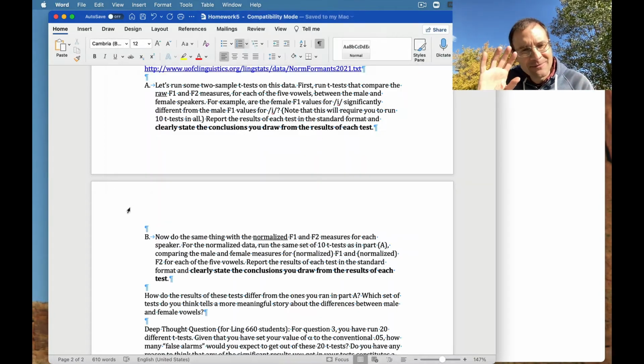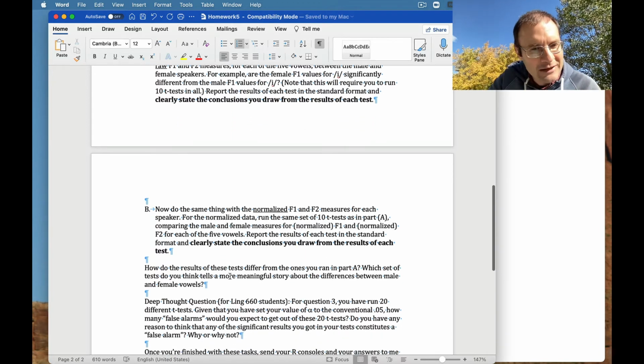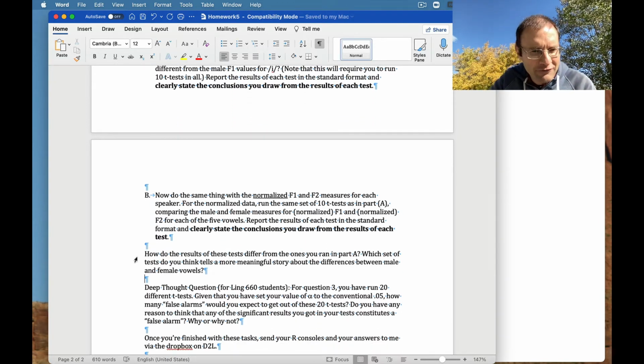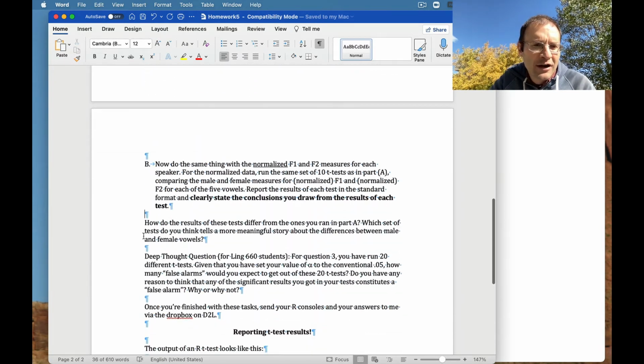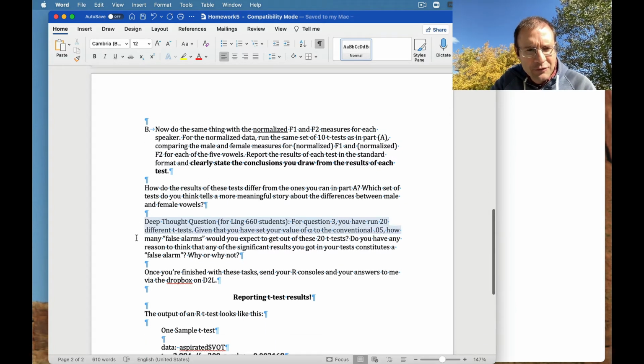You run 10 tests, 2 formants for 5 vowels, and then you report the results of the tests and tell me what they mean. In addition to that, I want everybody to answer these questions after they're done with question 3B. How do the results of these tests differ from the ones you ran in Part A? Which set of tests do you think tells a more meaningful story about the differences between male and female vowels? We talked about this a little bit already with homework number 3, but I want you to think about it again now that we know a little bit better how to analyze these sorts of differences between formant measurements using t-tests.